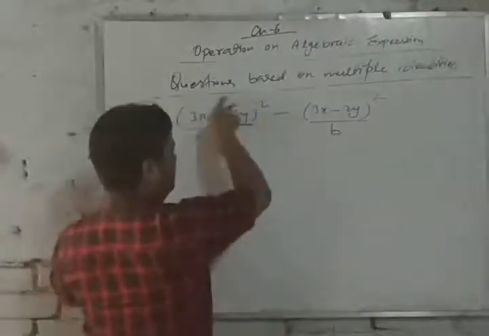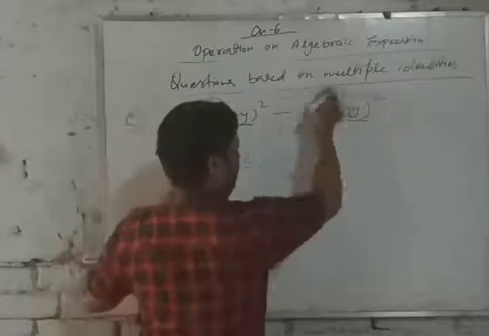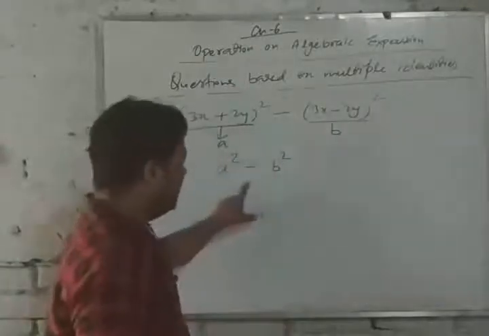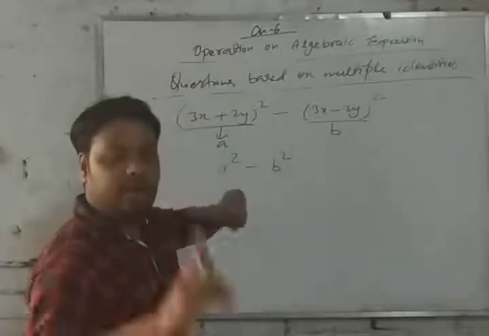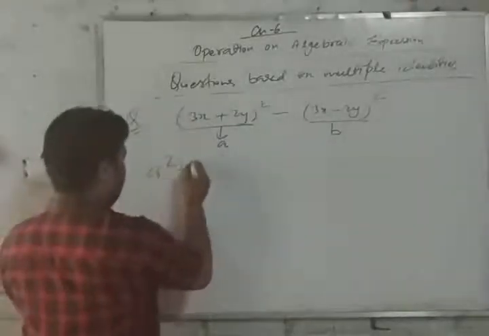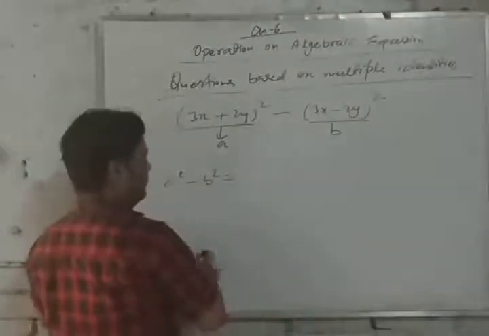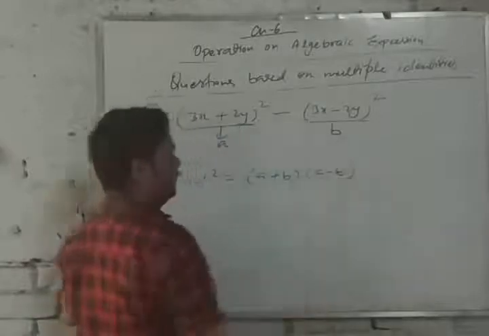If we write a instead of 3x plus 2y, then it will be a² only. And we will write 3x minus 2y as b, then it will be b². Then it will be in the form of a² minus b². And what is the formula of a² minus b²? Right, a² minus b² is equal to (a plus b)(a minus b).